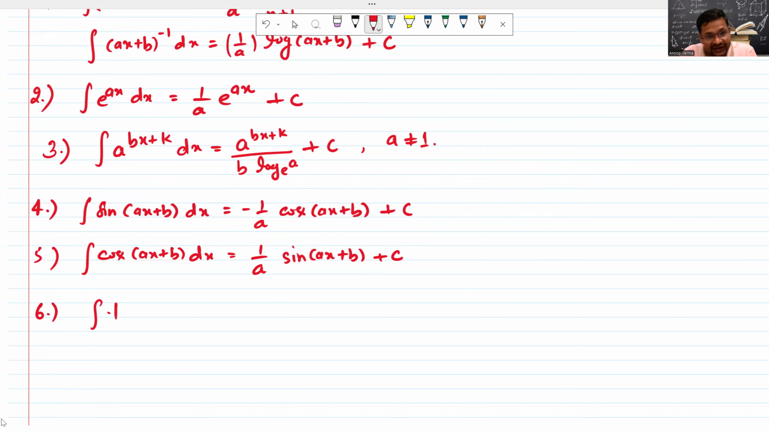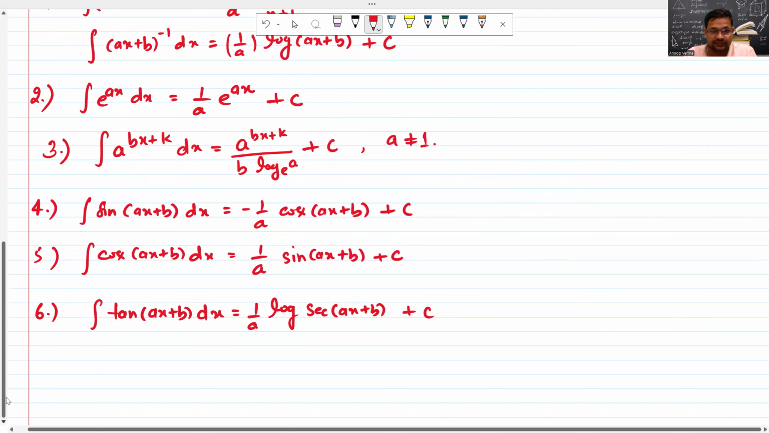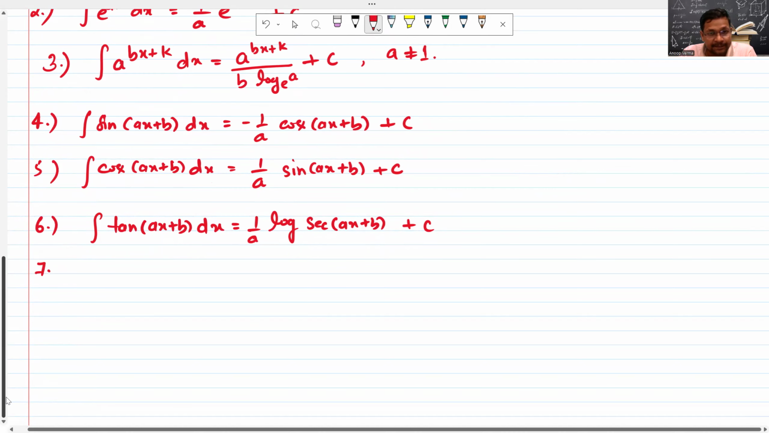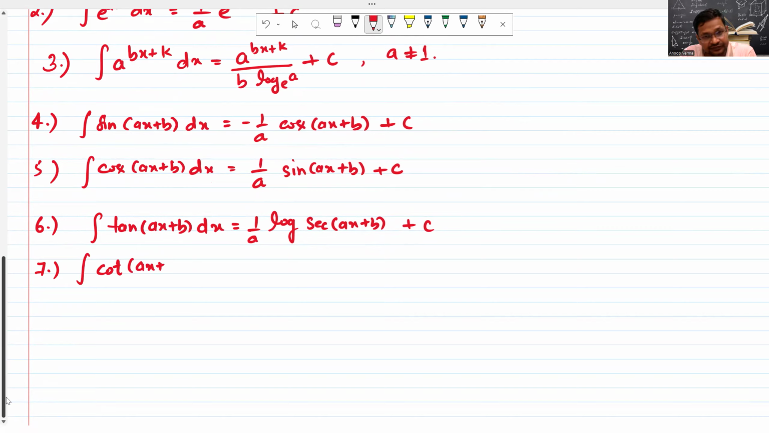Number six. The integration of tan (ax plus b) dx is just equal to 1 upon a log sec of (ax plus b) plus c. One thing to remember is that the coefficient of x always comes in the denominator. Seventh formula, the integration of cot (ax plus b) dx is just equal to 1 upon a log of sine of (ax plus b) plus c.